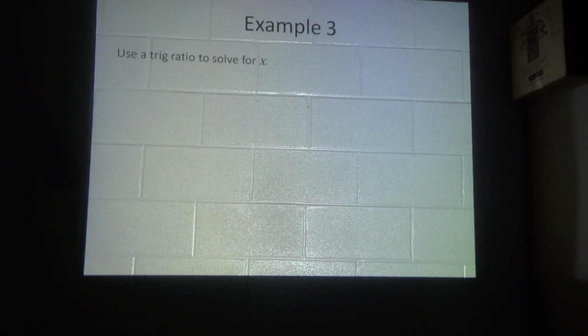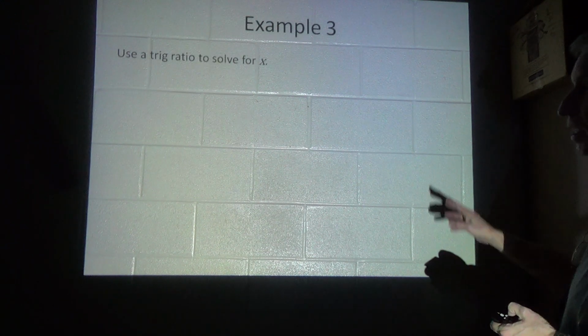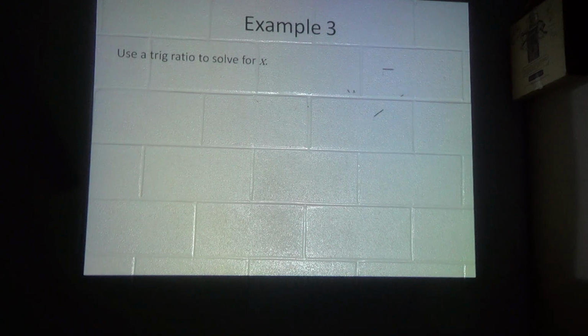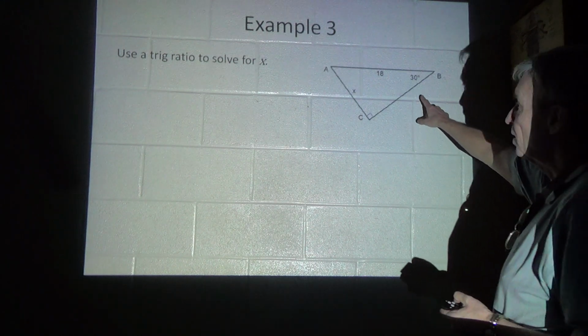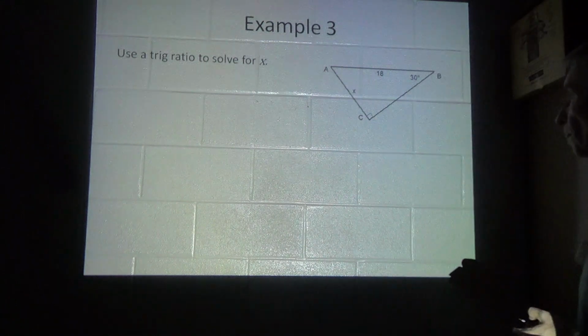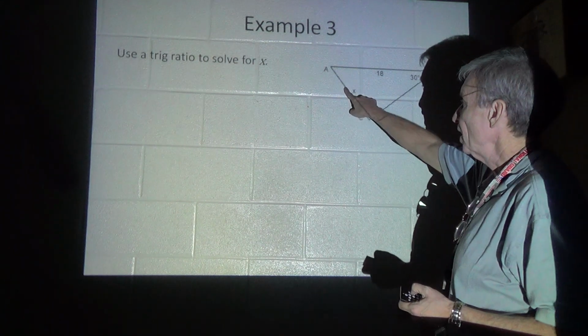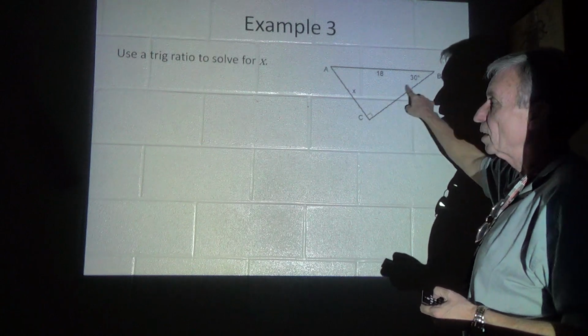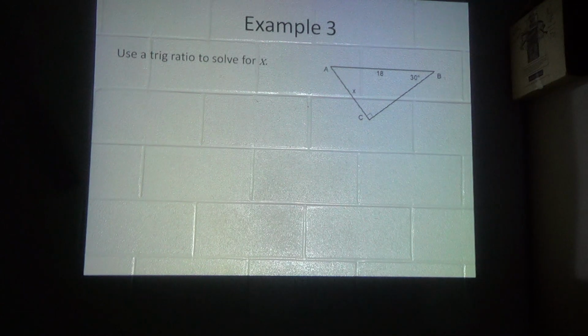Okay, using a trig ratio to solve for x. This is example 3. We've got a 30, 60, 90 triangle. We know that because we have the 30 and the 90, so that forces the other angle to be 60. That means x here represents the short leg because it's across from the 30, which is the smallest angle.